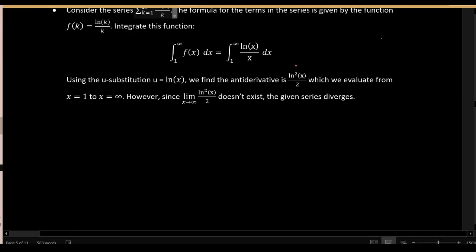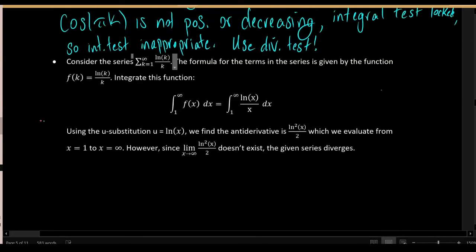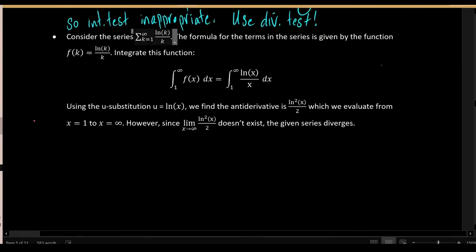However, if you try to take this antiderivative and evaluate it at infinity, that limit doesn't actually exist. So the series diverges. So what do we think? Is this a logically valid argument or not? I'm going to go ahead and call this kind of logically valid. I would call this acceptably logically valid.